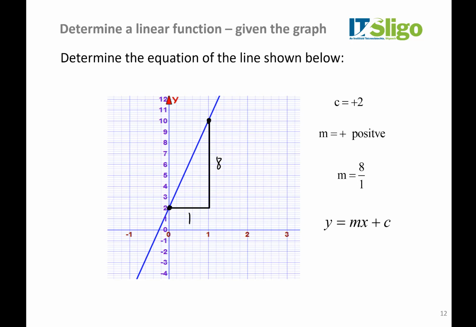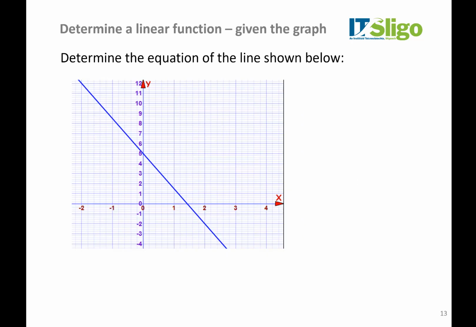Now I have the values. y is equal to 8x plus 2. So you notice I haven't used the y2 minus y1, x2 minus x1. It's a visual exercise, guys. Once you get used to these, you should be able to determine the equation of a line literally within 20-30 seconds.